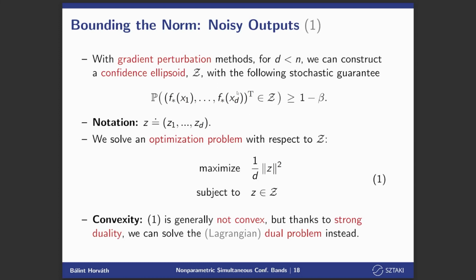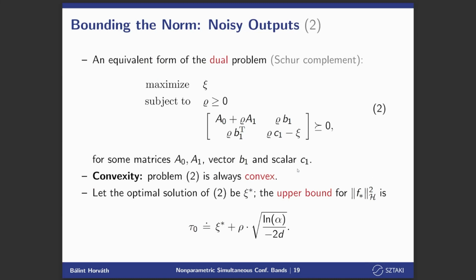So once again, we have to provide an upper bound for the norm of the function. And we arrive at the following optimization problem. The form of it is quite similar, but the problem that arises here is that it is not actually convex. So this problem that we constructed here couldn't be solved. But luckily, thanks to the strong duality, we could use the Lagrangian dual problem instead. And in this slide, an equivalent form of this dual problem is presented.